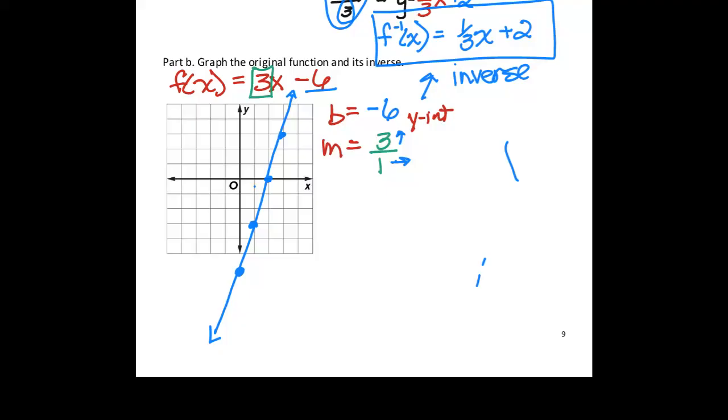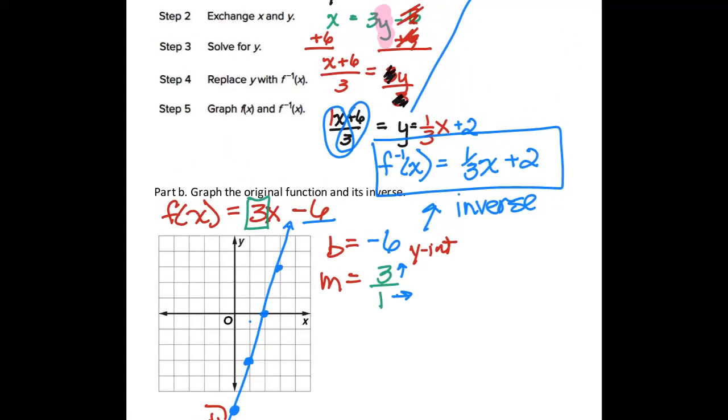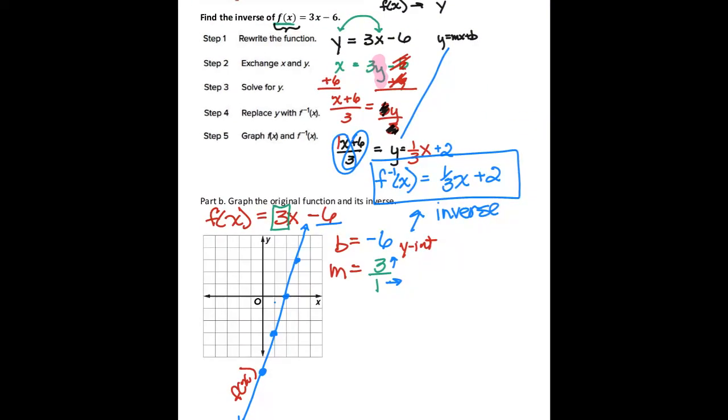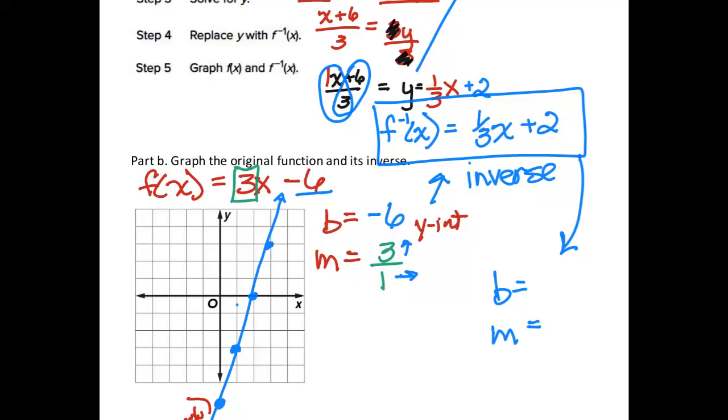That is the function itself. So we could put over here, this is f of x. Now, the inverse, which is what we just found with all of these steps, I need to also find the y-intercept for it and the slope for it. So when I have 1/3 x plus 2, what is my y-intercept? It is 2.